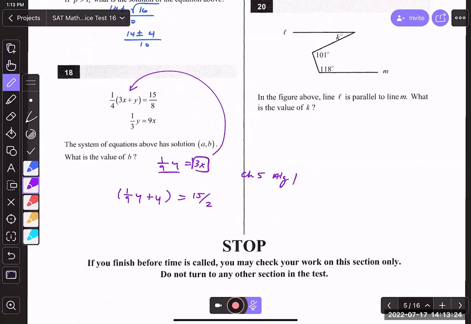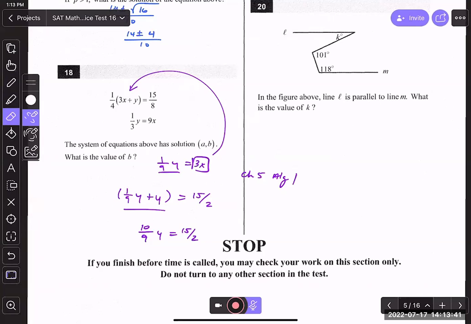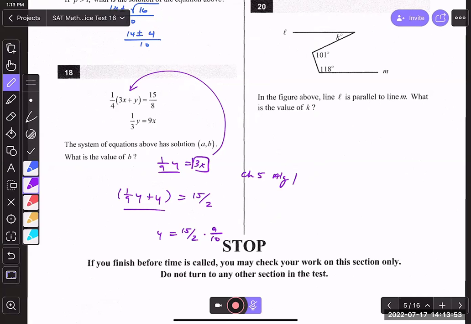From there, you could subtract y from one side, or you could say this is the same thing as 10 over 9y is equal to 15 over 2. Multiply both sides by 9, divide both sides by 10. I think you get 6.75. Yeah, 27 over 4, which is 6.75.